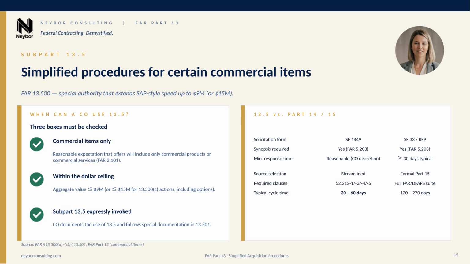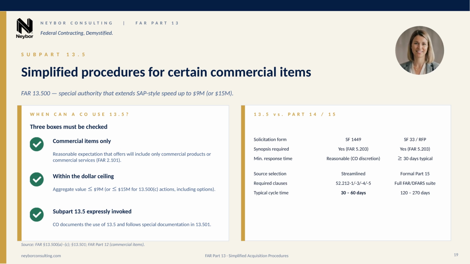Subpart 13.5, Simplified Procedures for certain commercial items, gives the contracting officer a special hammer. On the left, 3 boxes must be checked. First, the buy must be for commercial items only, products or services that meet the FAR 2.101 definition. Second, the aggregate value, including options, must be at or below $9 million, or $15 million for the contingency, humanitarian, and similar categories listed in 13.500. Third, the contracting officer has to expressly invoke Subpart 13.5 and follow the special documentation requirements at 13.501.